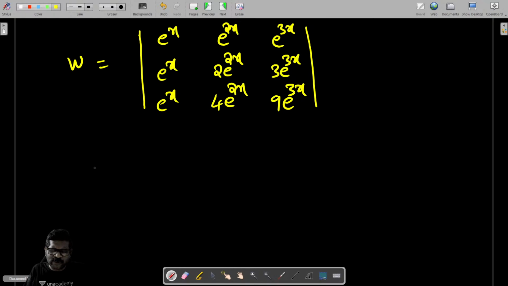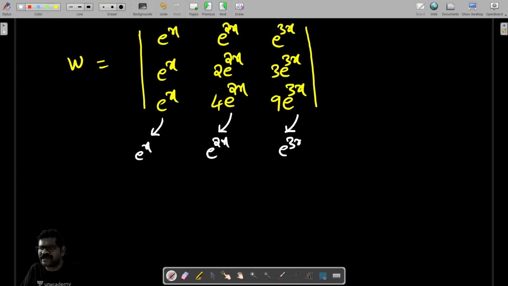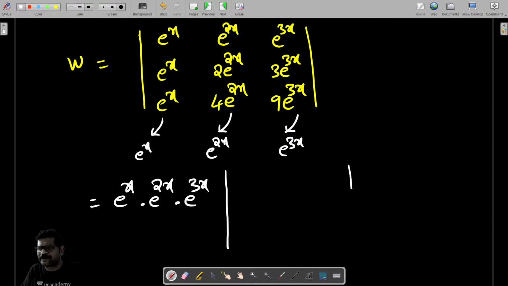Now we have to expand the determinant. Before going to the expansion, I am going to take e power x common from the first column, e power 2x common from the second column, e power 3x common from the third column. I will get e power x into e power 2x into e power 3x of determinant 1, 1, 1, 1, 2, 4, 1, 3, 9.